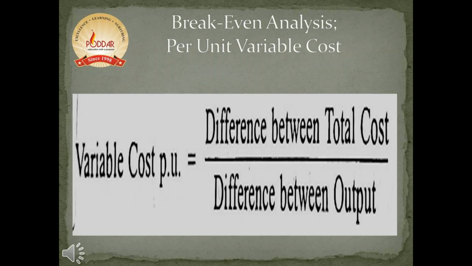Break-even analysis also talks about the per unit variable cost, which is calculated as difference between total cost divided by difference between the output. We can calculate variable cost per unit with the help of this formula if the values of total cost and the output are given.